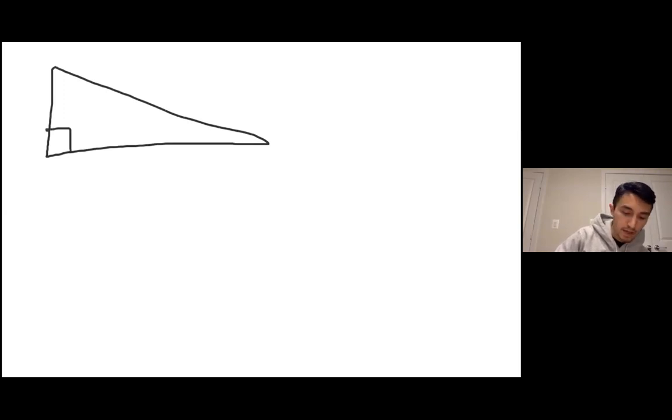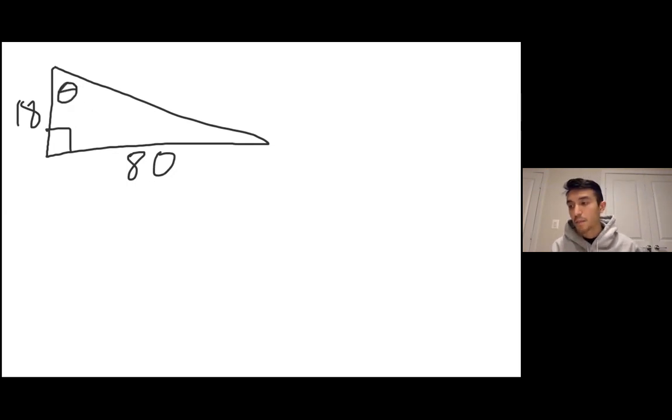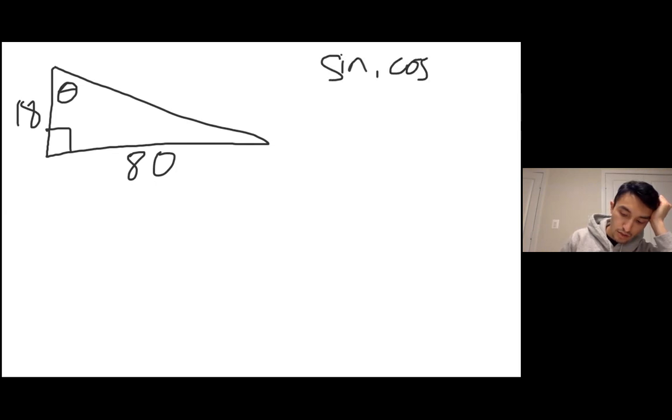Right triangle, 18, 80, and that's it. And then we're going to put theta right here. All right. So in this case, we don't want to know what the angle is. We want to know what sine, cosine, tangent are of that angle. Okay. Well, hopefully you're saying, something's wrong here. In order to find sine, cosine, tangent, we need this other side, and we don't have that.